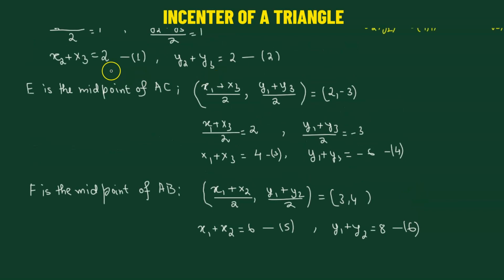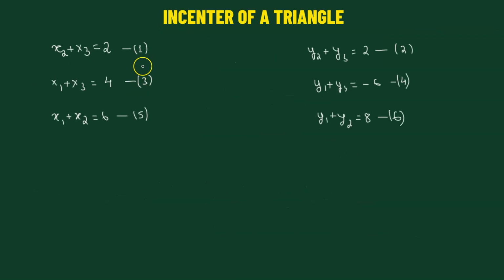Now what we'll do is take equations 1, 2, 3, 4 and 5, 6 and use them to obtain the values of x1, x2, x3 as well as y1, y2 and y3. So let's do that. To begin with, we'll use equations 1, 3 and 5 to obtain the values of x1, x2 and x3. So let's do one thing. Let's take equation number 1, and from it we're going to subtract equation number 3.